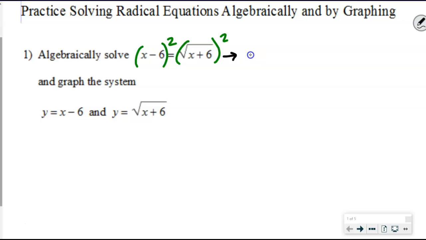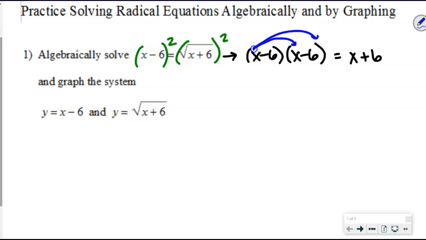So it might work out better for you if you rewrite it as x minus 6 times another x minus 6. And then obviously on the right side, the square root and square will undo each other and you just have an x plus 6. I'm going to go through the distribution and take as many steps as you need to simplify this, but we do end up with x squared, and then minus 6x, minus another 6x, and then negative 6 times negative 6 will give you a positive 36.